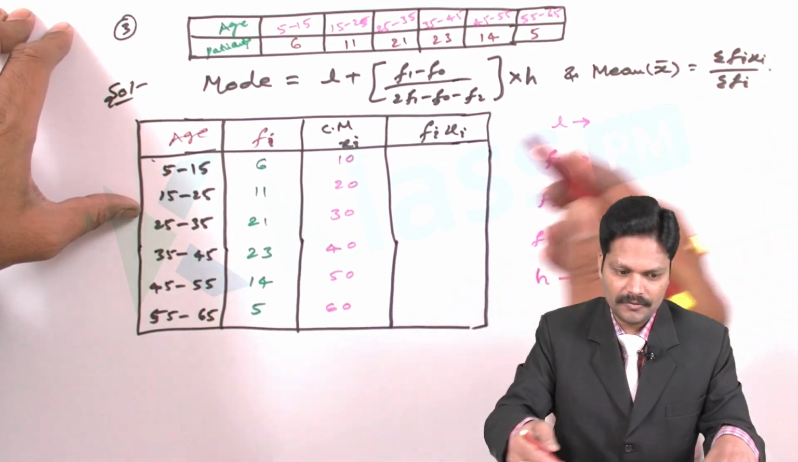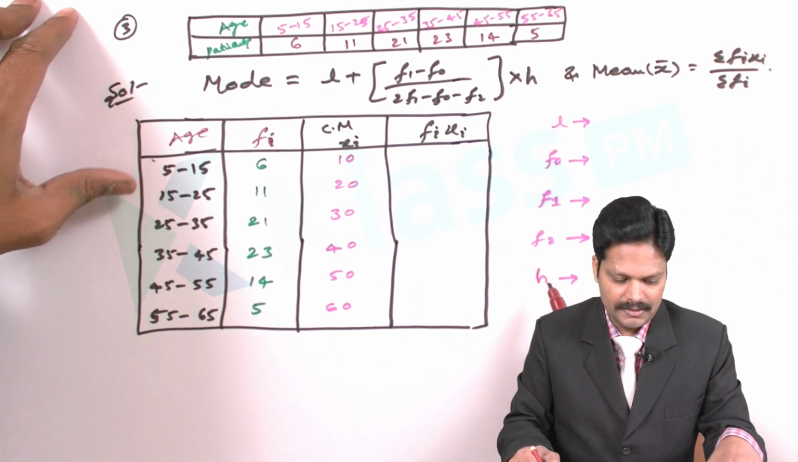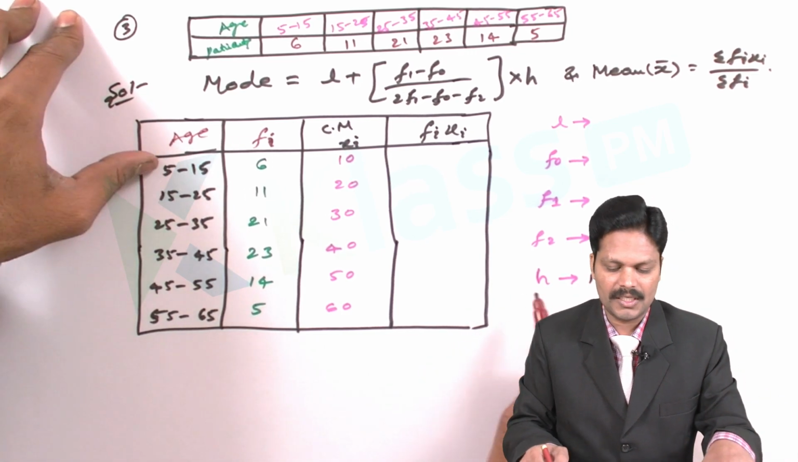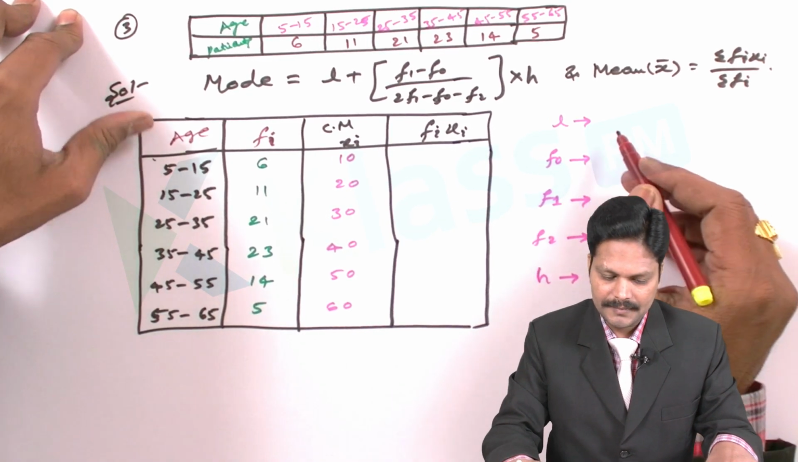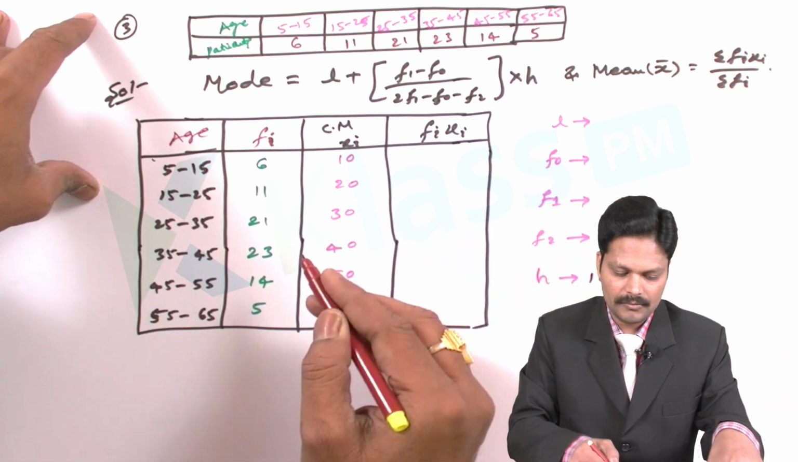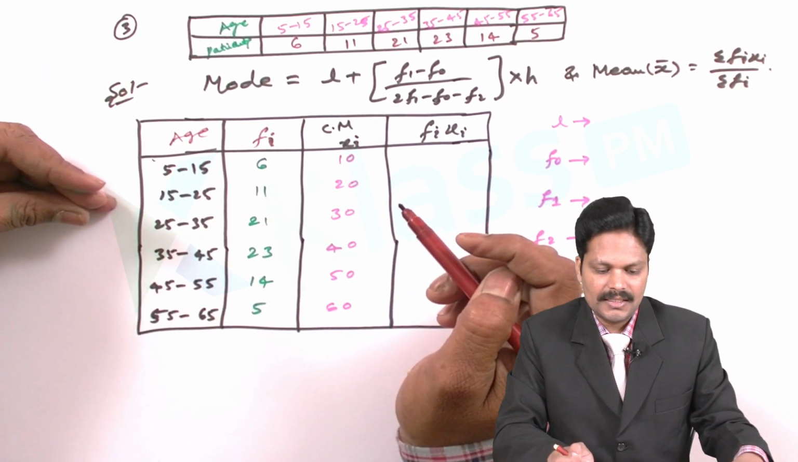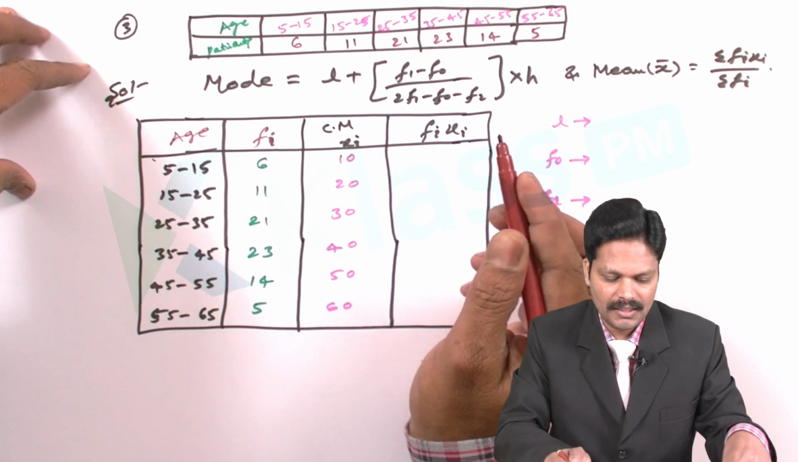Before taking those values, we need to find the height. The class interval length we are having is 10, the difference 15 minus 5 is 10. This is the length of the class interval. And L is the lower limit of the modal class. Here, how can we choose the modal class? The age group with the maximum number of patients is the modal class of the data.